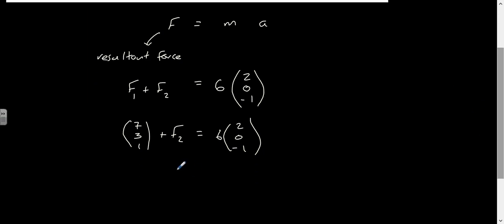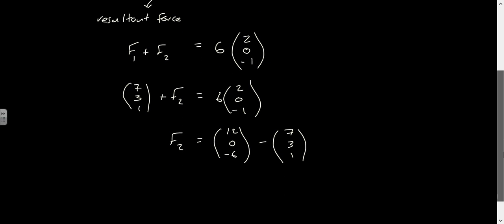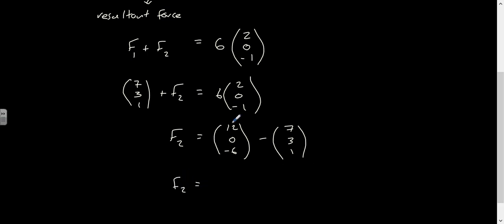How do we work out what F2 is? We subtract F1 from both sides, and at the same time I'm going to multiply by this 6. So I have 12, 0, minus 6. Okay, 6 times this, 6 times this, 6 times this. And then I'm subtracting 7, 3, 1. And so my F2 comes out as 12 minus 7, 5; 0 minus 3, minus 3; minus 6 minus 1, minus 7. And the question asked us to use i, j, and k notation, so that's what I have to do. So I have 5i minus 3j minus 7k.